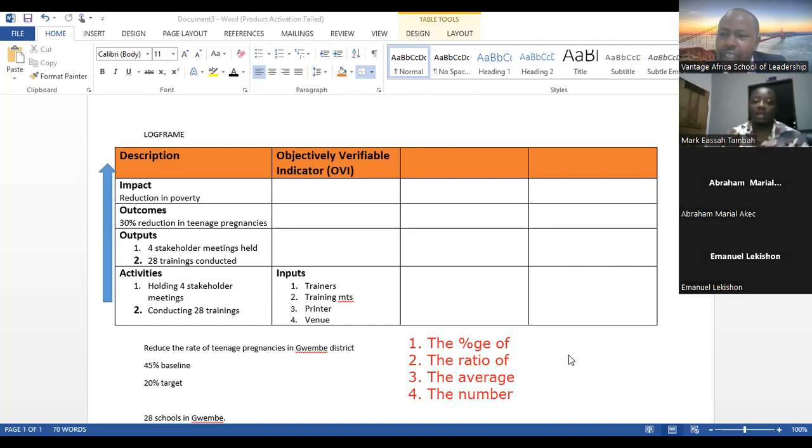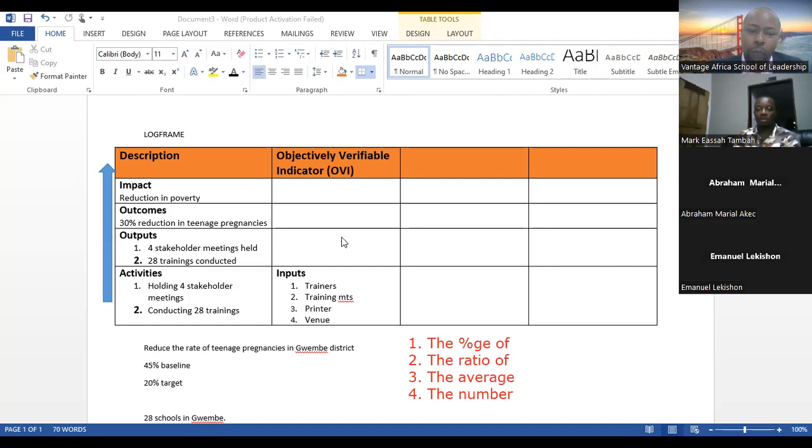Number. It's the number. Because we are talking about four. Four is a number, isn't it? Four is a number. It's not a ratio. It's not a percentage. It is not an average. It's a number. It's a straight count. The trick here is that in most cases, the output is always measured by the number.